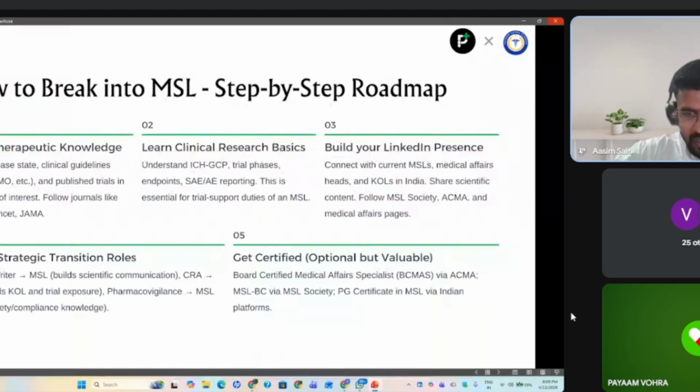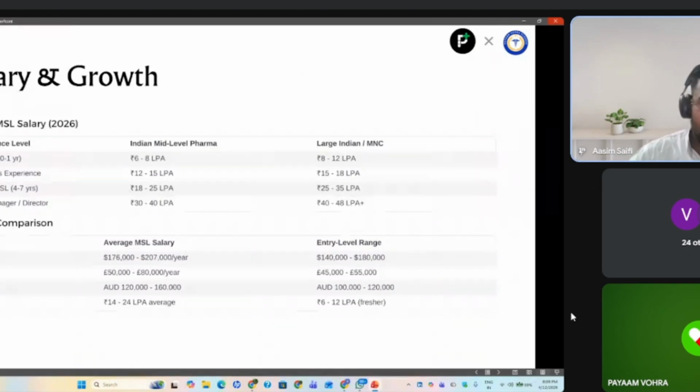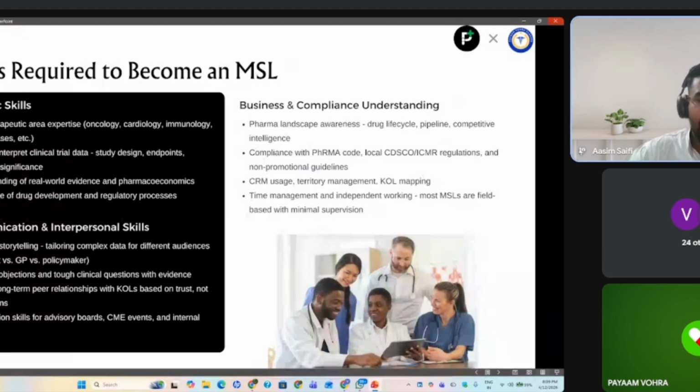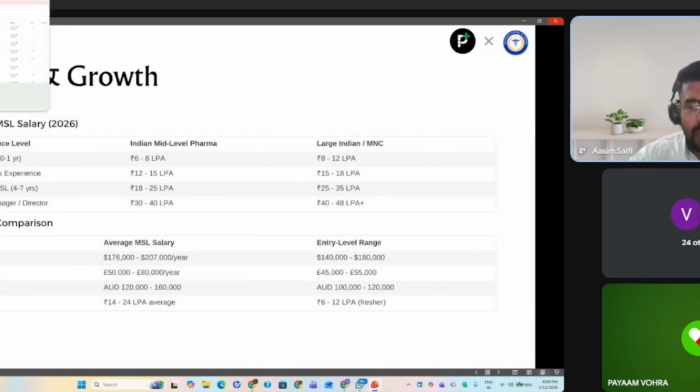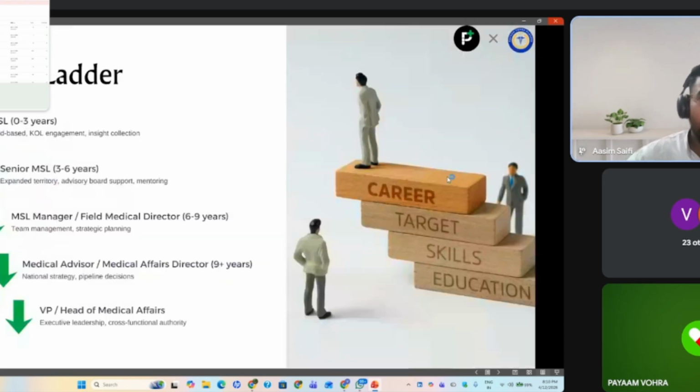Certification is optional but valuable, like board certified medical affairs specialist, ACMA, MSL-BC via the MSL Society, or a PG certification in MSL via an Indian platform. Salary and growth: this is the salary exposure. Freshers with 0 to 1 year get 6 to 8 LPA; 2 to 3 years, 12 to 15 LPA. It's a very charming job because it involves traveling, about 70 to 80% travel. That's why companies pay higher salaries, because they want the person in the field. You can look at the salary range in each country once you get the PPTs.